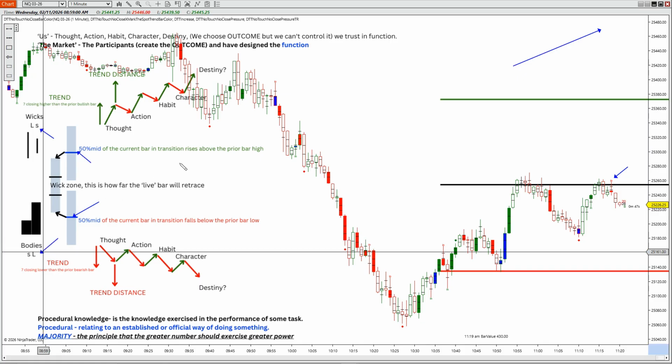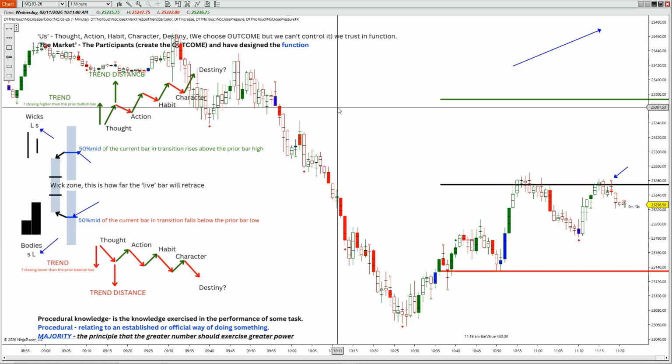Again, the majority principle states that the minority is compelled to follow. I want to make sure that you understand that. Every professional field has procedural information associated with it. When you go to the doctor, he performs a procedure. You go to court, they have proceedings. The marketplace is the same thing. There's a professional way to do something, and there's knowledge that needs to be exercised to perform the task.